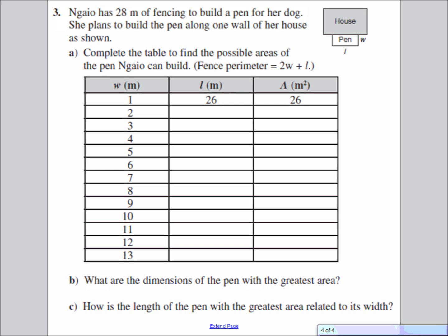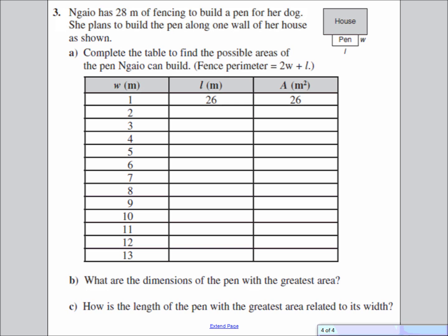now Gio has 28 meters of fence to build a pen for her dog. She plans to build a pen along one wall of her house as shown. So here's her house, here's the pen. The pen is going to have 3 sides to it. Everyone agree with that? Because the 4th side will be against her house. Complete the table to find the possible areas of the pen that can be fenced. Okay.